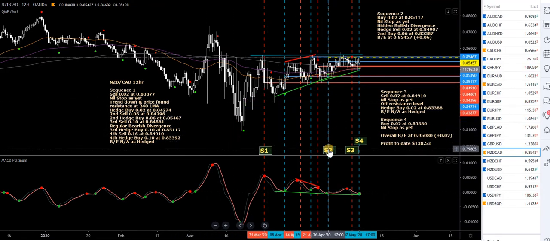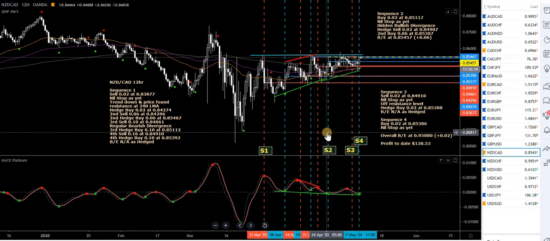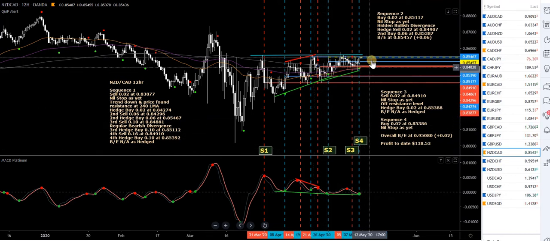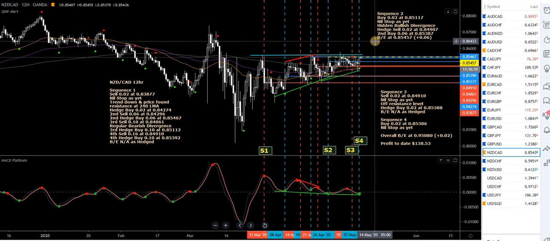Sequence 2, took a second buy. So buy, sell, buy. And that's a second buy, and that's got an overall break even just where the yellow dot dash line is. Didn't have far to go at all, at 85457. So that's got an overall break even level there.